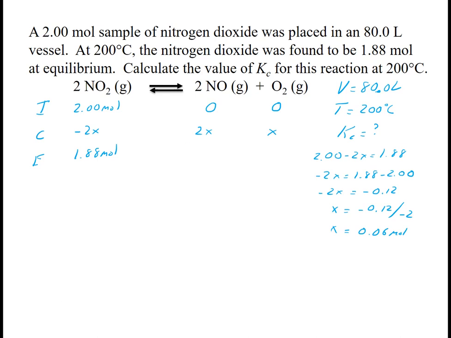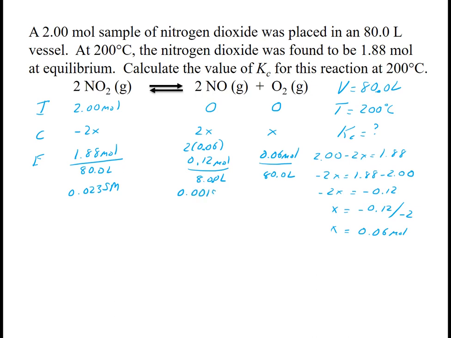So now I plug this in, so 2 times 0.06 is 0.12 moles. This is just 0.06 moles. I need to change these all to molarity by dividing by the volume of 80.0 liters. When I do this, I get 0.0235 molar. I get 0.0015 molar. And I get 0.00075 molar.